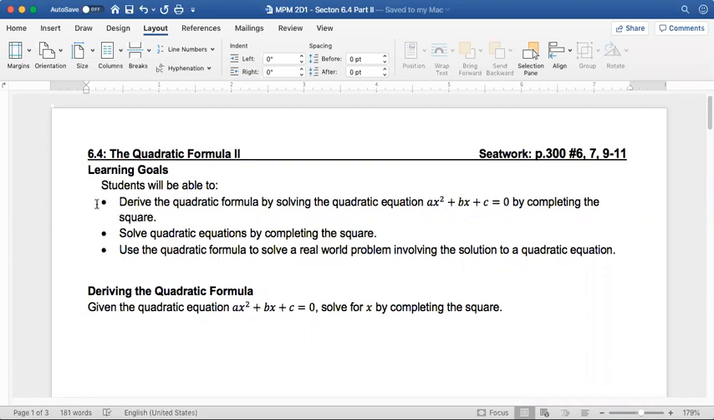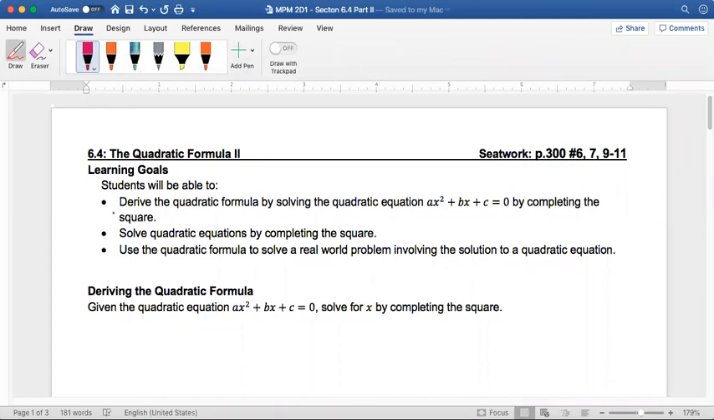A couple of things we're going to be focusing on in this lesson. The first, of course, is the derivation of the quadratic formula. How did we get this: negative b plus or minus the square root of b squared minus 4ac, all over 2a? This is going to be one of your best friends moving forward. It's not going to be a formula you're ever going to be given.